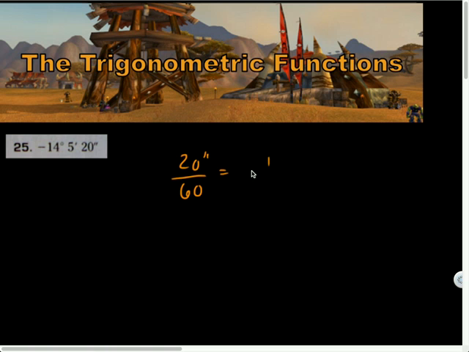I believe that is 1/3 or 0.3 repeating minutes. So now I've got 5.3 repeating minutes, and I want to convert that to degrees, and I'll do that by dividing by 60. I'm going to do that on a calculator.